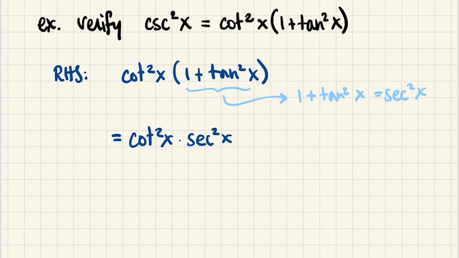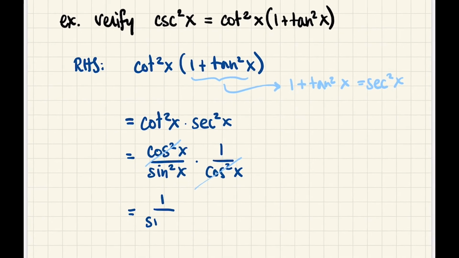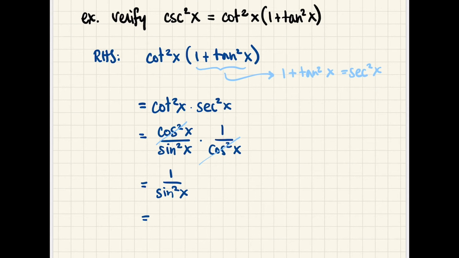Okay, and while it's not quite obvious that that's cosecant squared yet, if we now turn everything in terms of sines and cosines, so cotangent is cosine over sine, so cotangent squared would be cosine squared over sine squared, and secant is 1 over cosine, so secant squared is 1 over cosine squared. Now you can see that we get 1 over sine squared, and that is indeed cosecant squared of x, which is the left-hand side. So we win, of course.